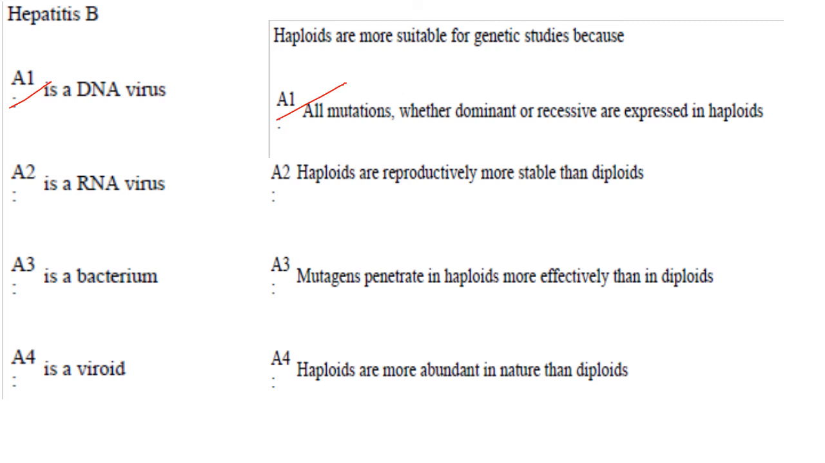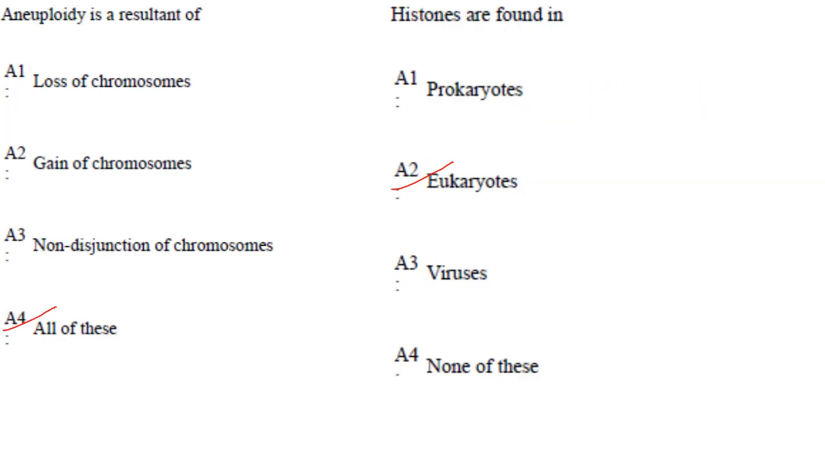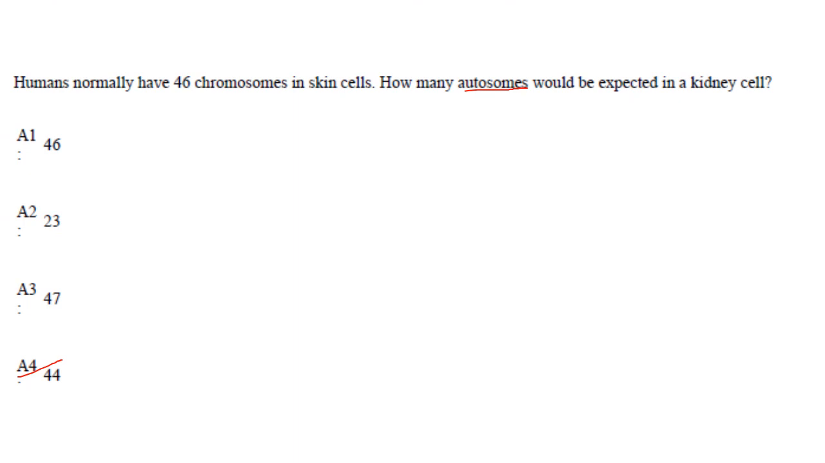Haploids are more suitable for genetic studies because all mutations, whether dominant or recessive, are expressed in haploids. That is correct. A1 is the answer. Then, aneuploidy is the resultant of. Aneuploidy is the result of loss or gain of chromosome as well as non-disjunction of chromosomes. So, answer is all of the above. Histones are found in. So, histone proteins, they are found in eukaryotes. Answer is A, 2.